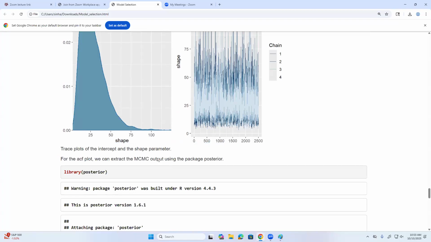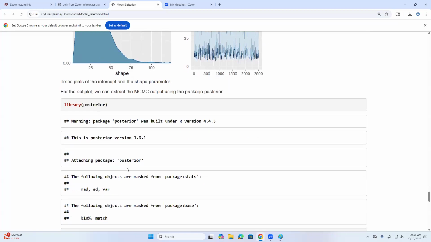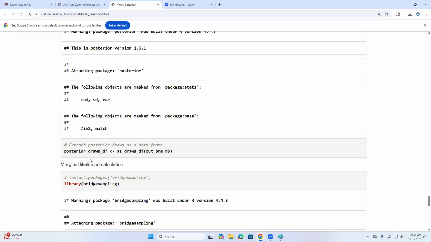Another thing, if you are interested, you can do ACF plot to see the dependence among the observations. For that, we can extract the MCMC output using the package called posterior. If you write this, then it extracts the posterior samples. Using the posterior sample, I did not do it. You can do it. You can see that posterior draws underscore DF has the posterior sample for all the parameters, and you can play with those sample values.